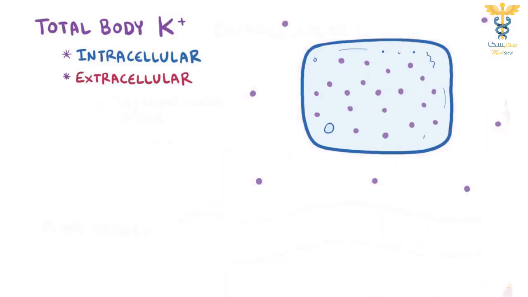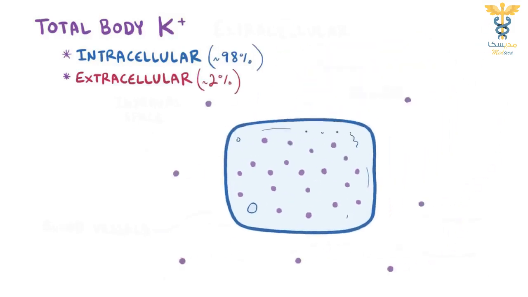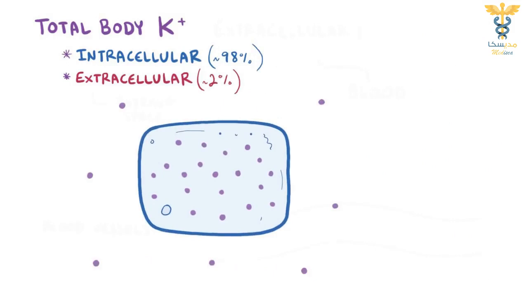Now, the vast majority, around 98%, of all the body's potassium is intracellular, or inside of the cells. In fact, the concentration of potassium inside the cells is about 150 milliequivalents per liter, whereas outside the cell it's only about 4.5 milliequivalents per liter.